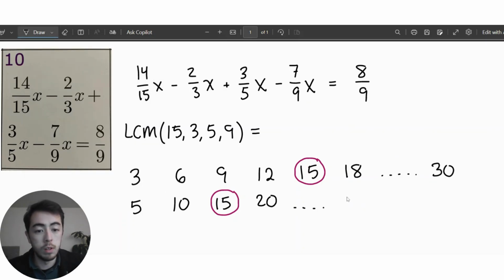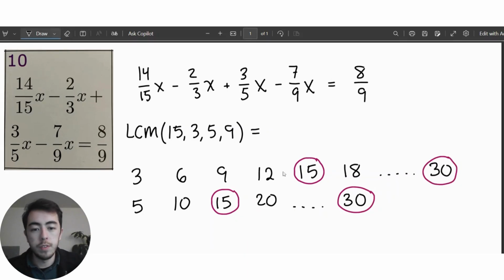And I'd get 30 again, and that's a multiple of 5. So here I found two common multiples. And between the two, 15 is the least, or the smallest. So I just found the least common multiple of 3 and 5. That's going to be 15.